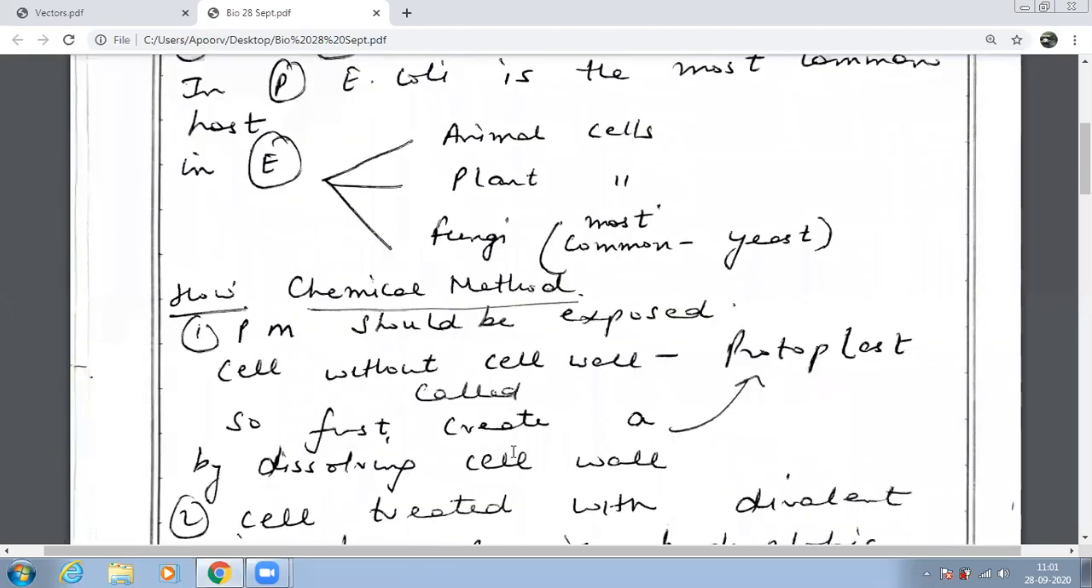Chemical method. Today's topic is very easy. We are only going to take up this small topic, how to make your host competent. And the first method is the chemical method.